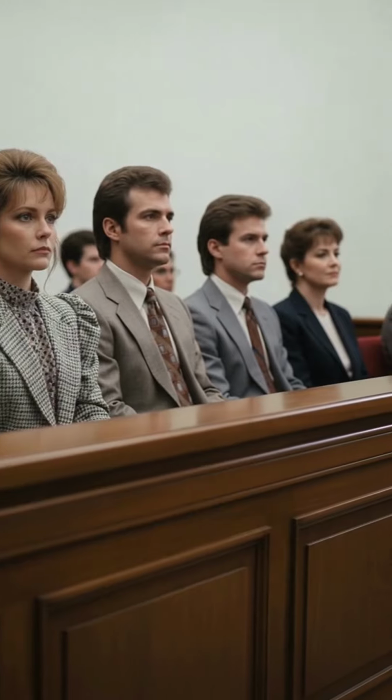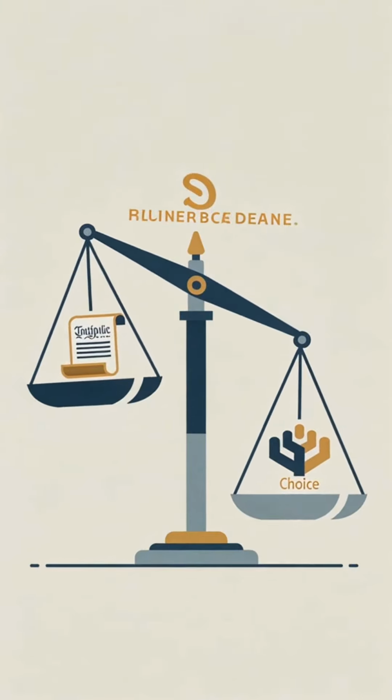The legal lesson from Batson versus Kentucky is that jury selection must comply with constitutional guarantees, and even discretionary tools like peremptory challenges cannot be used to discriminate based on race.